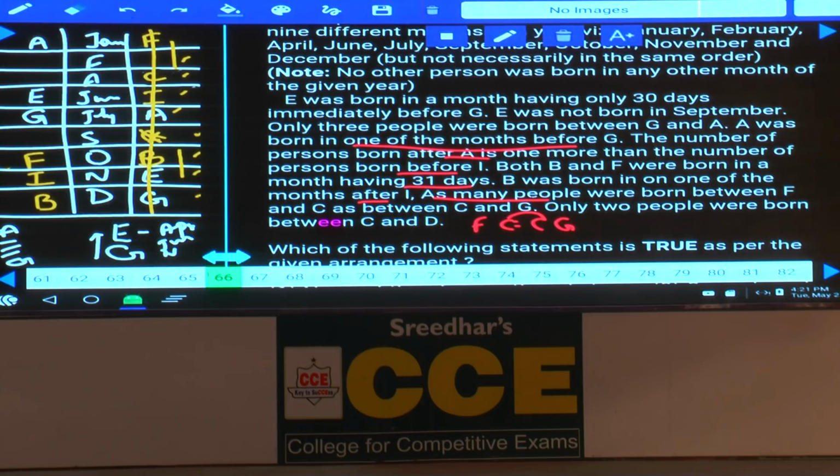Then coming to this one, F and C, C and G. Now between F and C there is no person, and between C and G there is no person in between these two. Then only 2 people were born between C and D. Between C and D there must be exactly 2 people. D is here. If D is here, tell me who is the person left over? H is the person left over. Done? This is how these 9 persons were born in 9 different months.